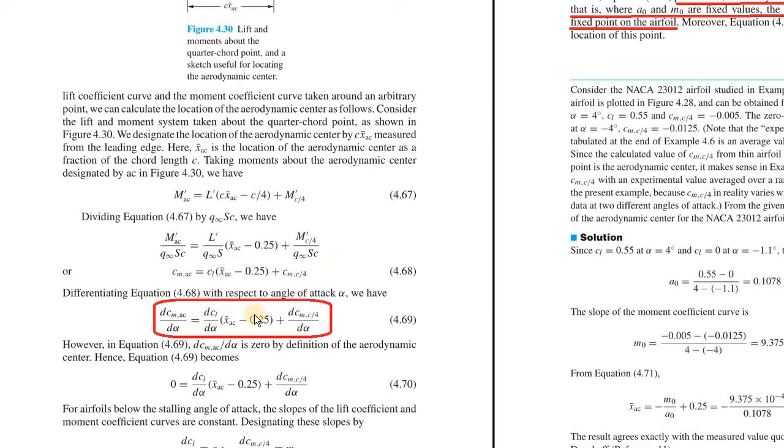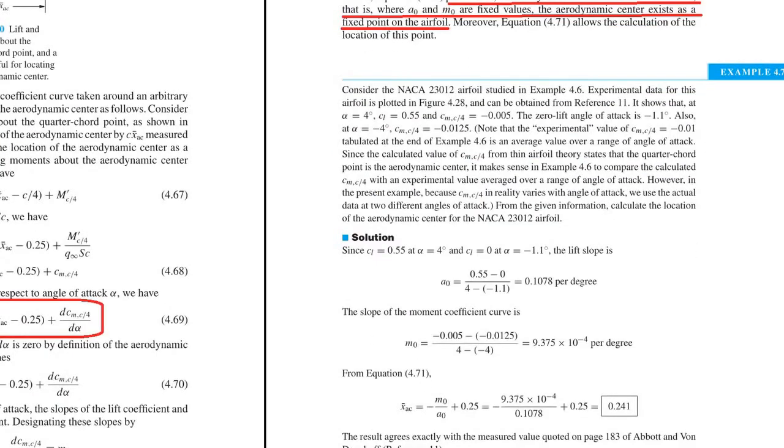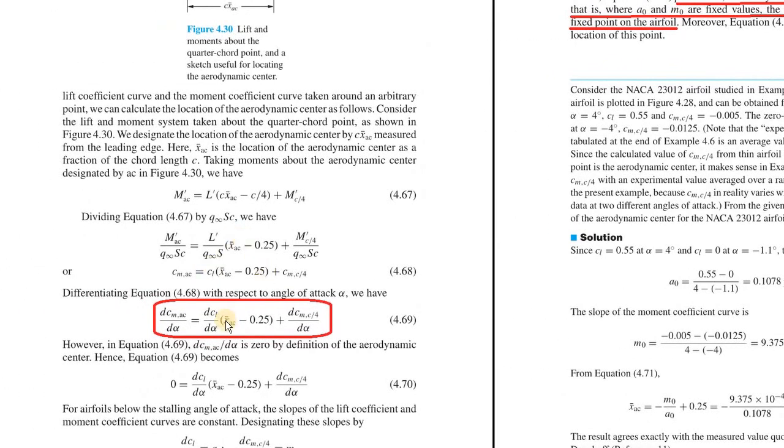So far so good, but now we have to differentiate this part. And he makes the assumption that the position of the aerodynamic center is constant, does not depend on alpha. And this is a completely biased assumption. If you make this assumption, of course, you're going to have a constant point. So the conclusion which he makes is that the center exists as a fixed point on the airfoil. And of course it's a fixed point, because just a moment before we made the assumption that this point is fixed. But this point is not fixed. This point depends on alpha, and we have seen it previously.